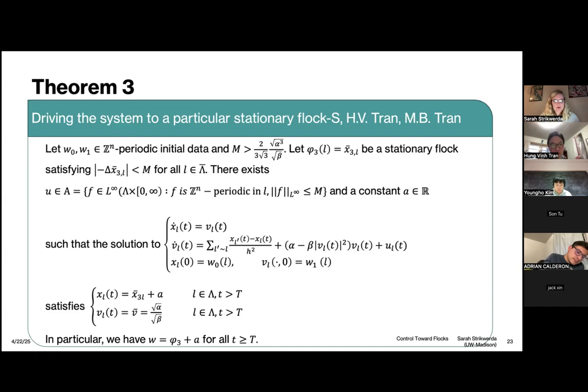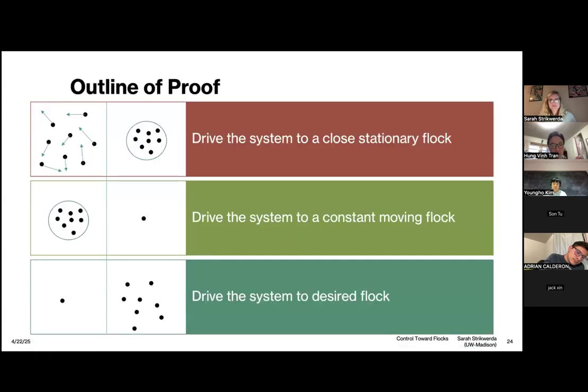configuration. So to do that, we drive the system, so we have some initial configuration, we drive the system to a close stationary flock. So we did that at the end of step 2 in the proof for theorem 1. And then from there, we can drive the system to a constant stationary flock. And then from our constant stationary flock, we can drive the system to the desired flock.